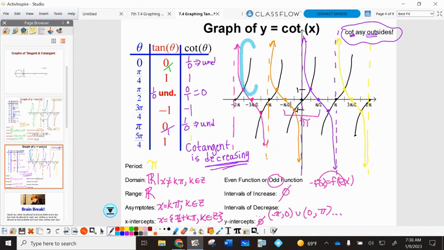Take a look at the next video to see examples of graphing with transformations on a few of those parent functions.